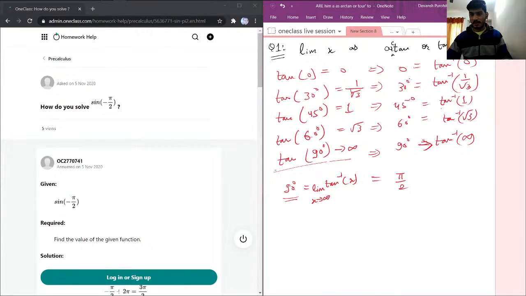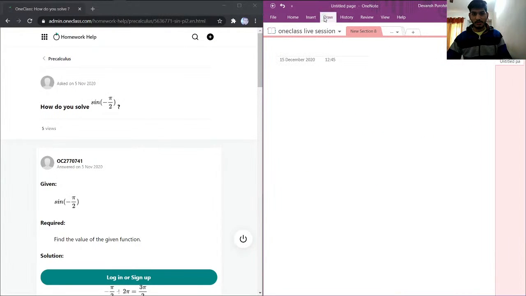Now we have another page, question number 2. I'll just use the black. So we need to solve sine negative of pi over 2. This is sine negative of pi over 2.